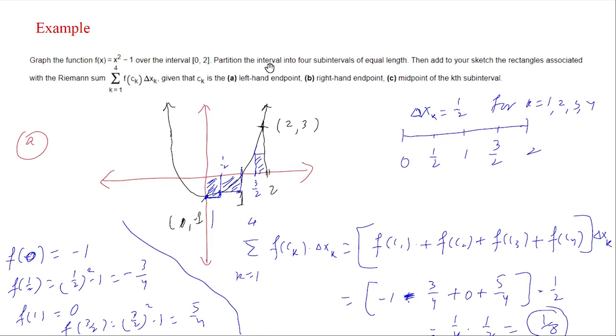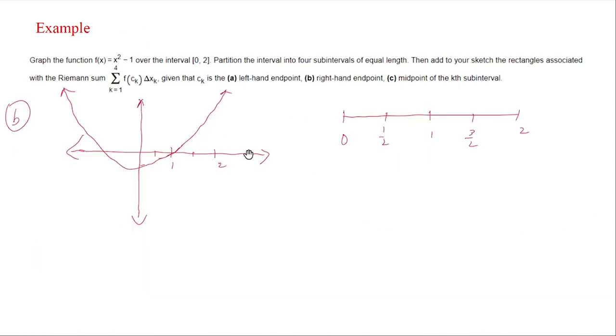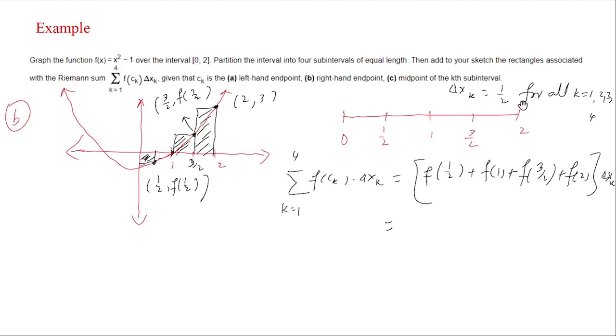The second time we're going to use the right endpoint. This is the same graph, same number of subintervals, but to create the rectangles we're going to use the right endpoint. For the first subinterval, the right endpoint is half. For the second one, it is 1. For the third one, it is 3 over 2, and for the fourth one, it is 2. By using those points to create rectangles, these are the rectangles we're going to get. Again, 3 rectangles. Then to find this Riemann sum, you just have to plug in c1, which is half, and evaluate the function at half, 1, 3 over 2 and 2.